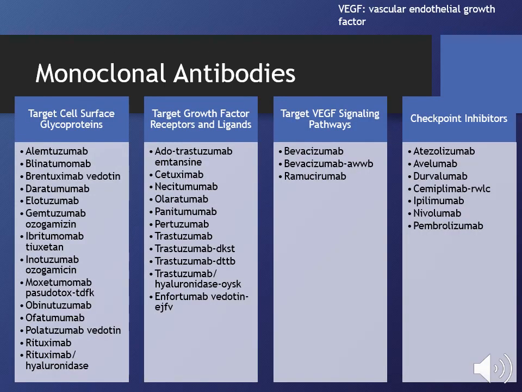In general, we have monoclonal antibodies that target cell surface glycoproteins, all of which are listed in the first column. These drugs are mainly used in leukemias, lymphomas, and myeloma. We also have drugs that target growth factor receptors and ligands, noted in the second column, in addition to drugs that target the vascular endothelial growth factor signaling pathways, noted in the third column, both of which are used primarily in solid tumor malignancies. And then our final category of monoclonal antibodies are our checkpoint inhibitors, which are also used in a variety of malignancies. You may have seen some of these agents in the media, specifically pembrolizumab, which is also known as Keytruda, or nivolumab, which is also known as Opdivo.